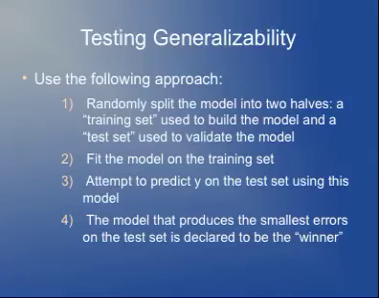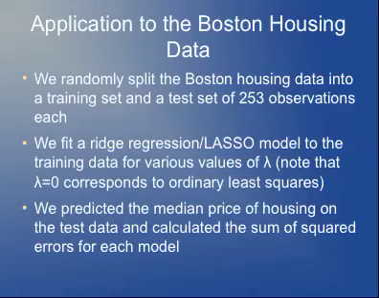So we try this on the Boston housing data. I just randomly split the Boston housing data into a training set and a test set with 253 observations each. There's a total of 506 observations in this data set. And so I fit a ridge regression model and the LASSO model to the training set for various values of lambda. Recall that for both penalized regression methods, if I let lambda equal 0, then it's the same thing as ordinary least squares. So if I analyze these two penalized regression methods like this, I'm also analyzing ordinary least squares by default.